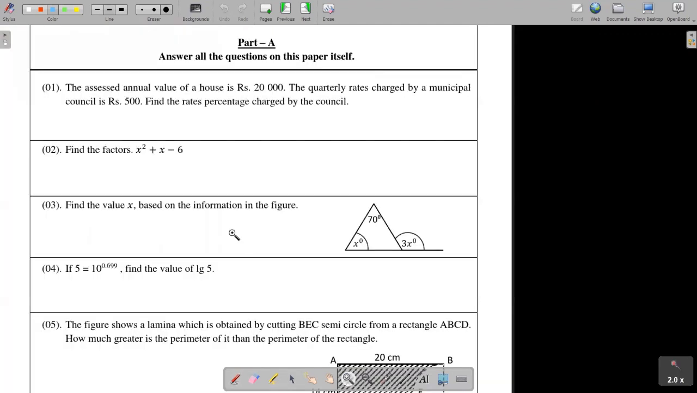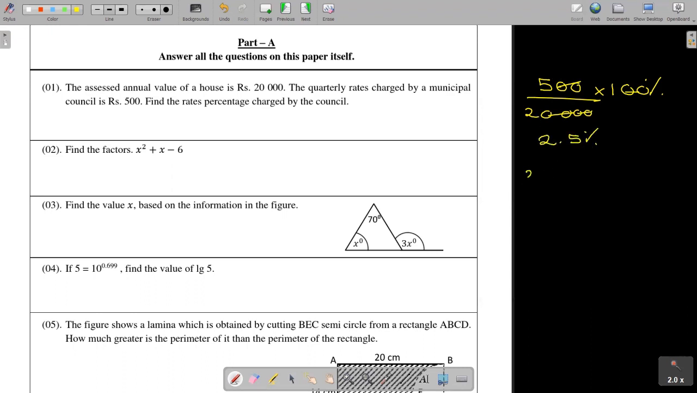The assessed annual value of a house is rupees 20,000. The quarterly rates charged by a municipal council is 500. So they are asking for the percentage. 500 rupees for 20,000, for percentages, times 100%, gives 2.5.